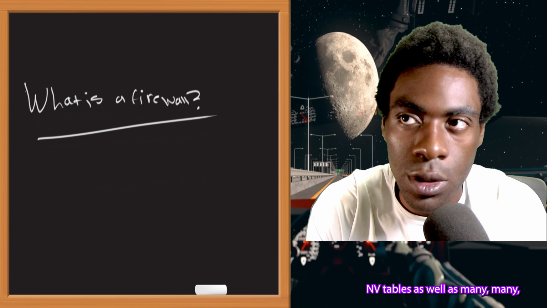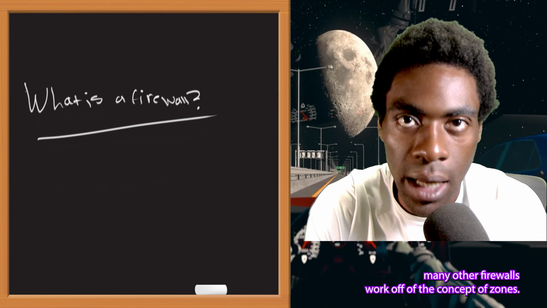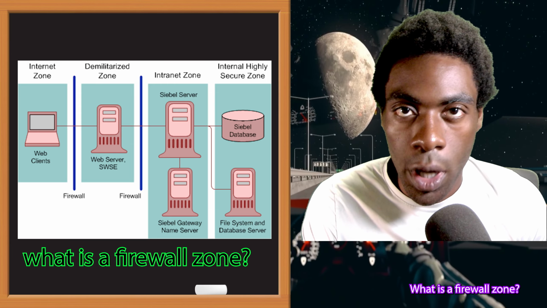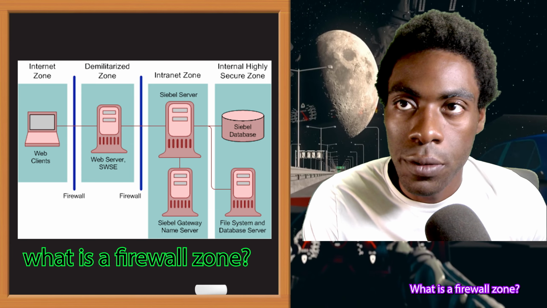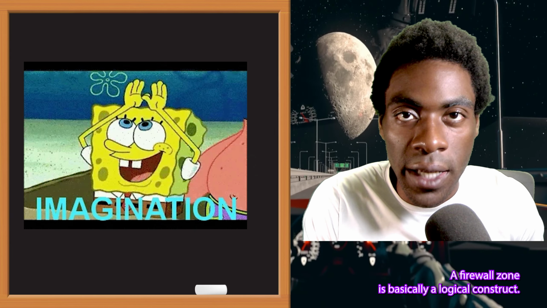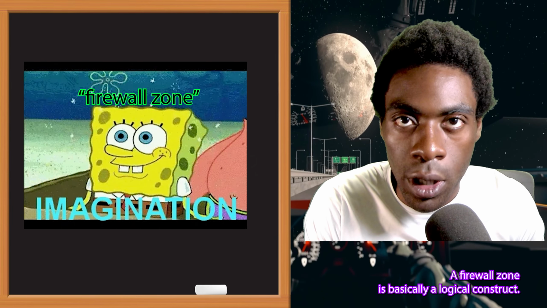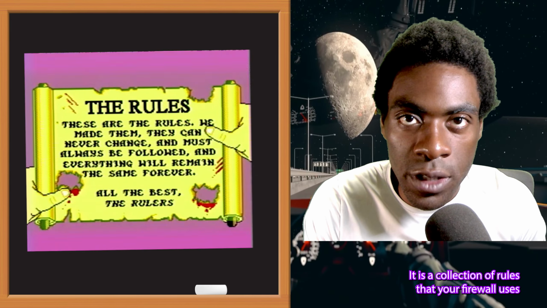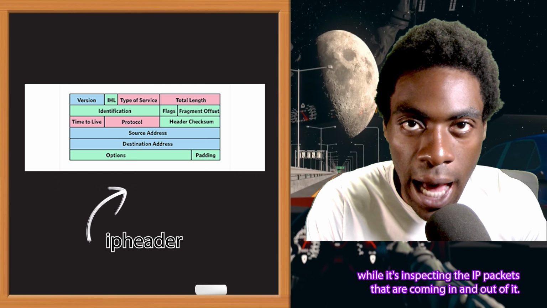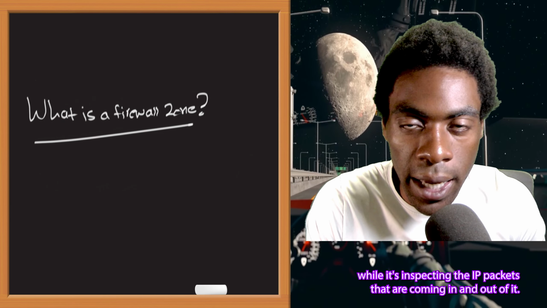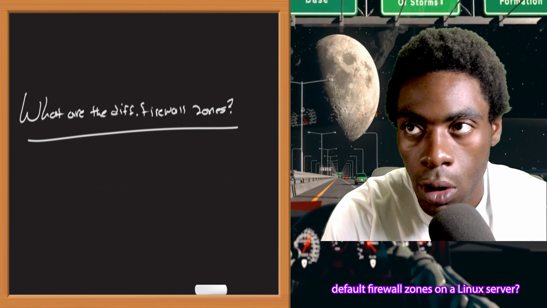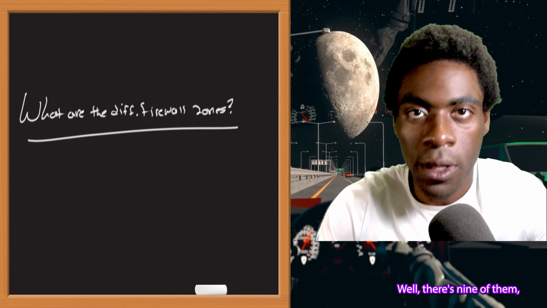nftables, as well as many other firewalls, work off of the concept of zones. What is a firewall zone? A firewall zone is basically a logical construct. It is a collection of rules that your firewall uses while it's inspecting the IP packets that are coming in and out of it. What are the default firewall zones on a Linux server? Well, there's 9 of them.